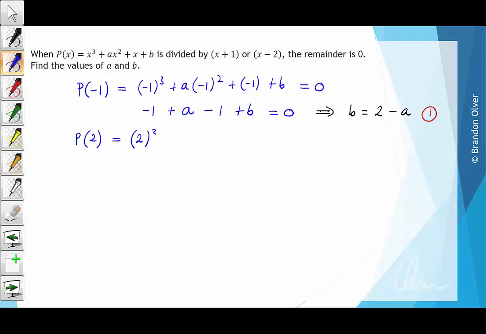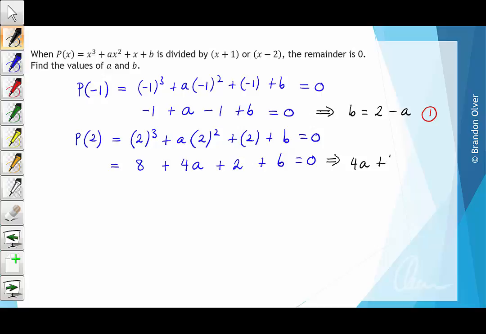So we'll have 2 cubed plus a times 2 squared plus 2 plus b, which equals 0. And now 2 cubed is 8, plus 2 squared times a is 4a, plus 2 plus b equals 0. And now if we do some rearranging to that, we can find that 4a plus b is equal to -10. And that will become equation 2 when we're solving this problem.